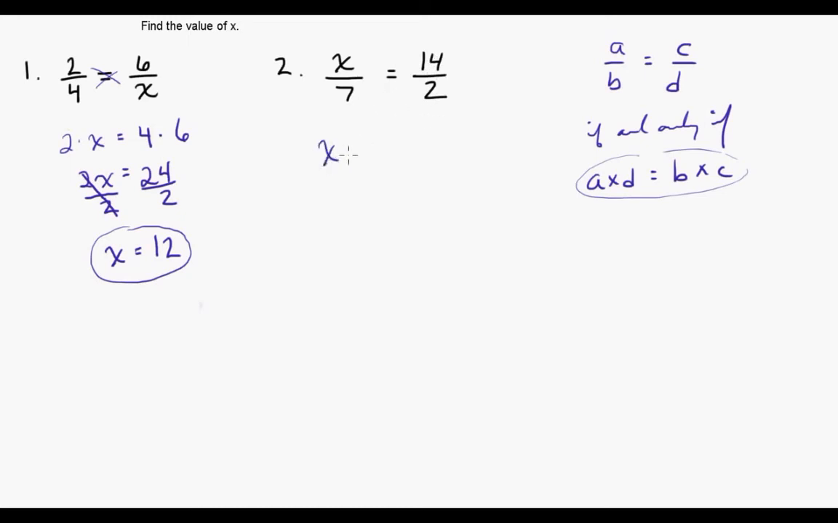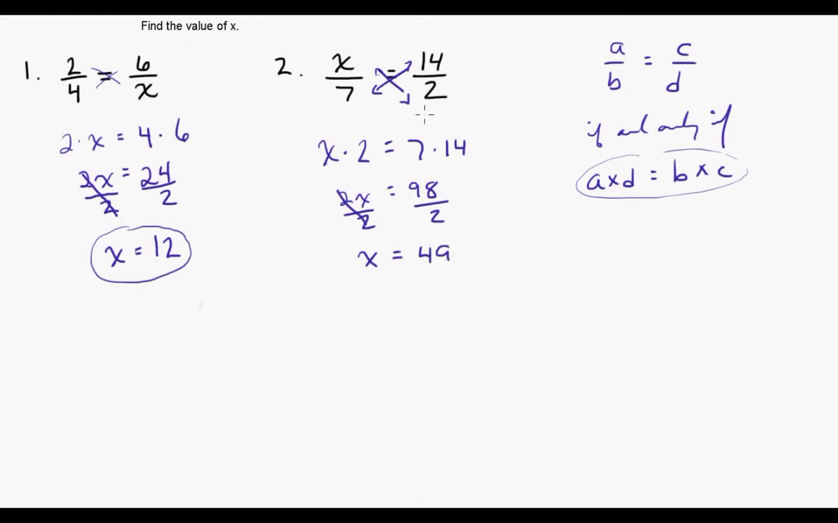We're going to do x times 2 equals 7 times 14, right? We're just going to take the cross products here. So x times 2 is 2x, and 7 times 14 is equal to 98. Again, we want to isolate x, so we're going to divide both sides of the equation by 2. That gets x by itself, and 98 divided by 2 is equal to 49.